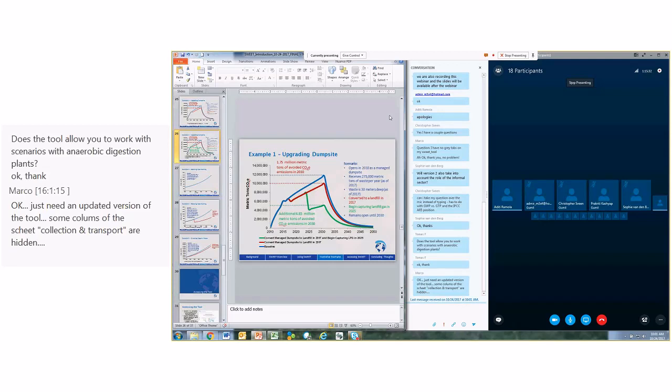So Marco has written he needs an updated version of the tool, as some of the columns on the sheet, collection and transport, are hidden, is what he says. Yes. And the updated version, those formatting glitches have been resolved.